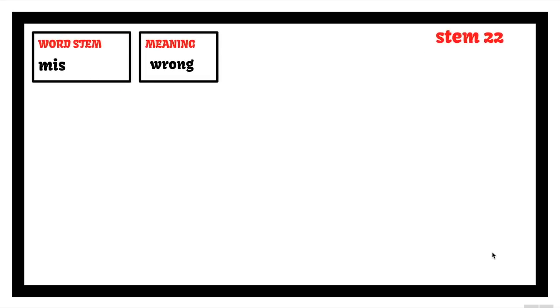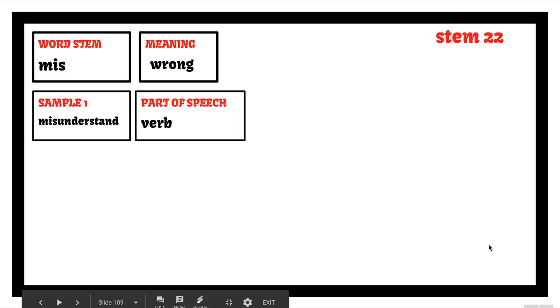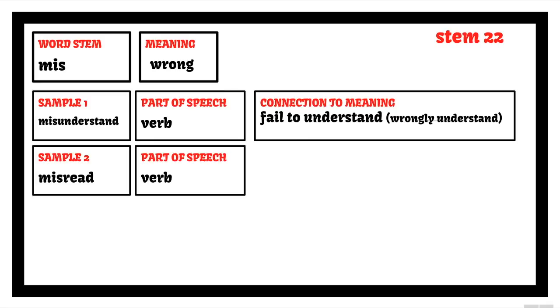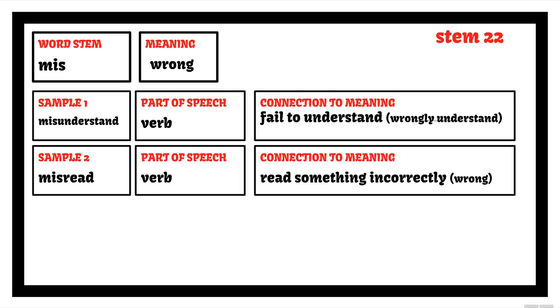Stem 22, miss, which means wrong. Here's the first example, misunderstand. It's a verb. It means fails to understand or wrongly understand. The second example is misread, which is a verb. It means reading something incorrectly or wrong.